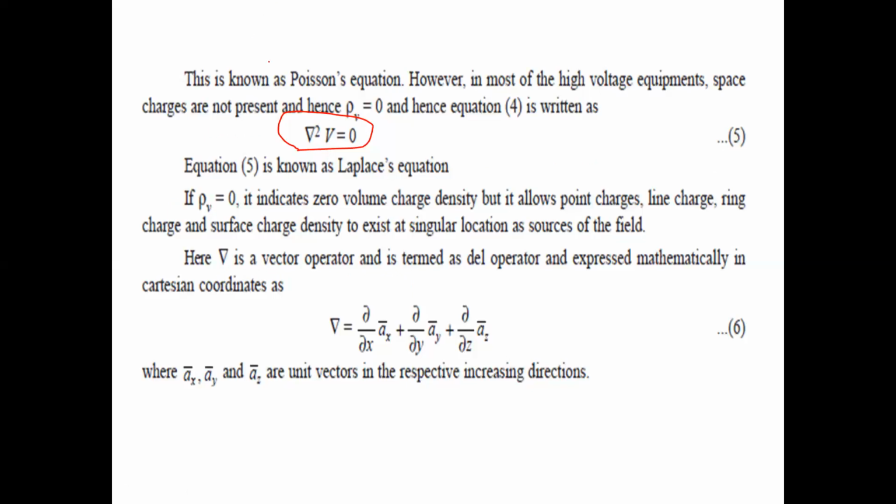Okay, so now the final electric field stress equation is reduced to the Laplace equation, dou square V is equal to 0, and that is nothing but dou square V by dou x square plus dou square V by dou y square plus dou square V by dou z square is equal to 0. Now this is the important point here. You can see this is a del square operator, and del is a vector.